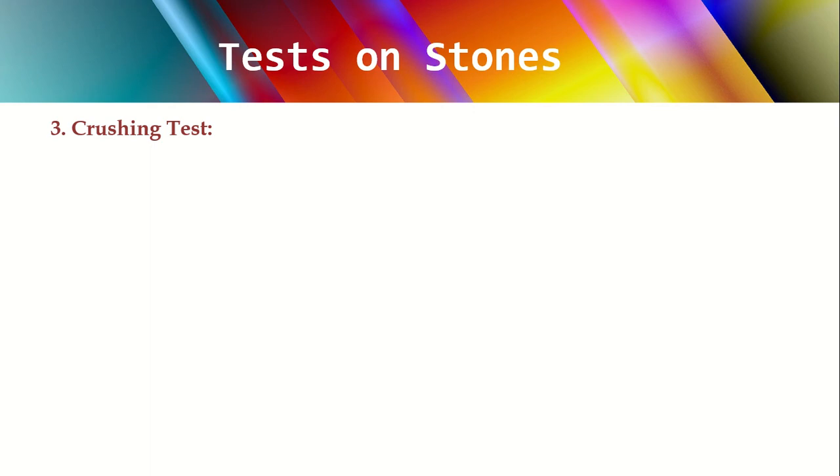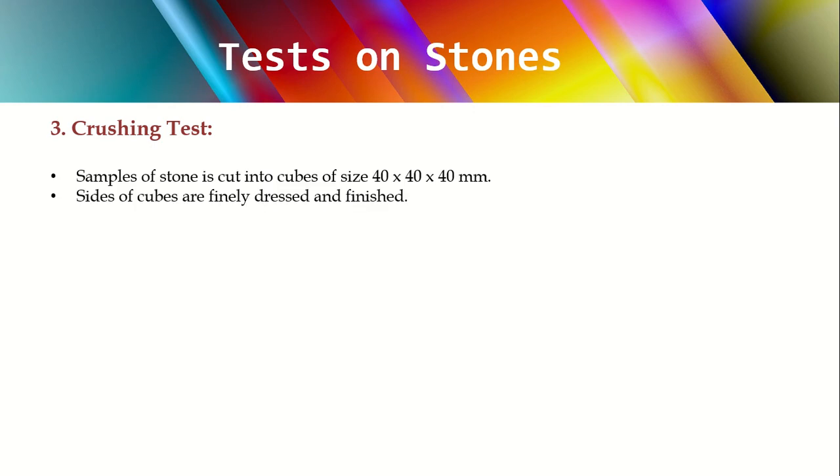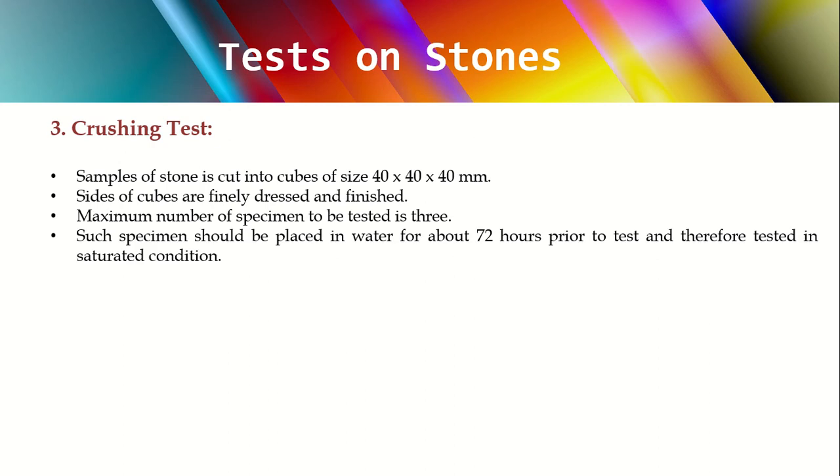Next comes the crushing test. In this test we are determining the resistance of the stone towards compressive loading. So we take the help of a compressive testing machine, and the stone sample you are taking should be in the shape of a cube. You know a cube, right? In that cube all dimensions must be equal. So the size of the stone will be around 40 mm into 40 mm into 40 mm. Then you neatly cut the stone sample, dress it properly, and see that it looks exactly like a cube.